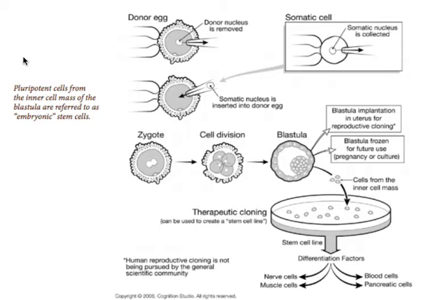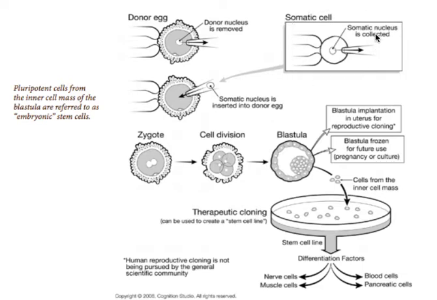However, the process of reproductive cloning and therapeutic cloning is very, very similar, and both are carried out by a process called somatic cell nuclear transfer. In somatic cell nuclear transfer, you need two cells. You need an egg cell from a donor. It can come from any female of that species. And then you need a somatic cell from the animal that you want to clone.